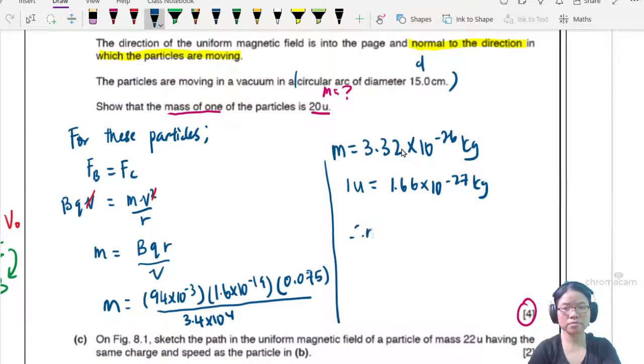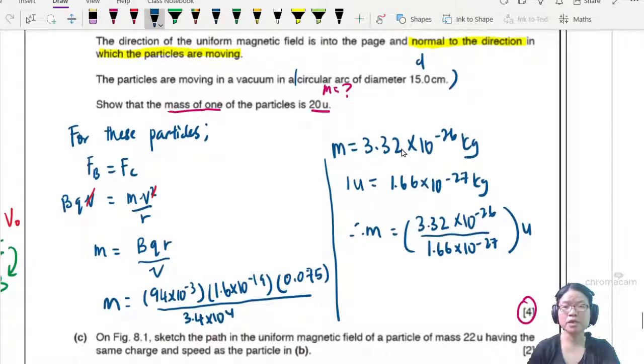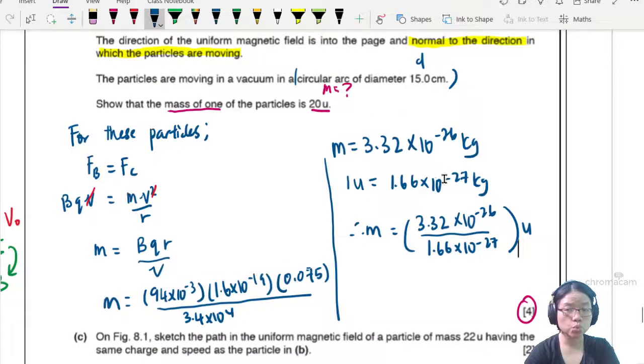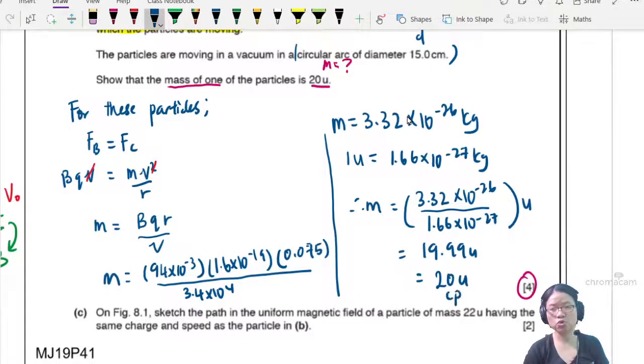So hence, M would be 3.32 times 10 to the power negative 26 divided by 1.66 times 10 to the power negative 27 U. Okay, because this is 1U. So 3.32 is how many U? Okay, let's divide and hope for the best. I get 19.99, which is approximately 20 U. Proven. Yes.